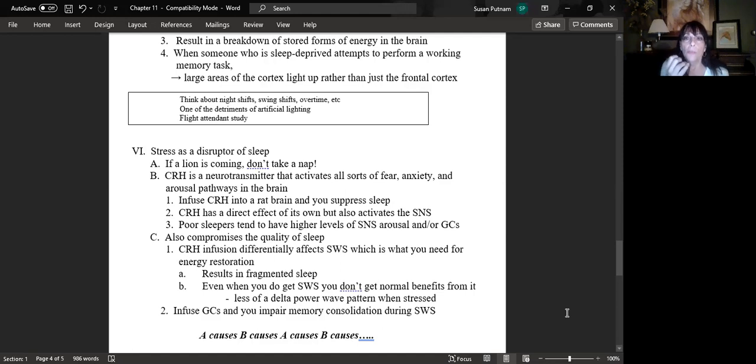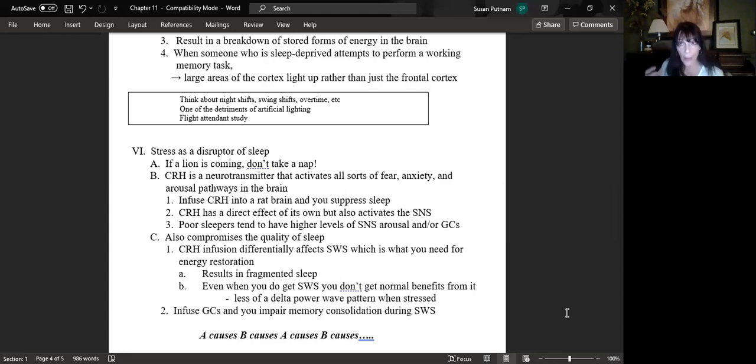Now, remember, CRH that's released during stress from your hypothalamus is in and of itself a neurotransmitter that activates all sorts of fear, anxiety, and arousal pathways in the brain. If you infuse CRH into certain areas of a rat brain, you can actually suppress sleep.